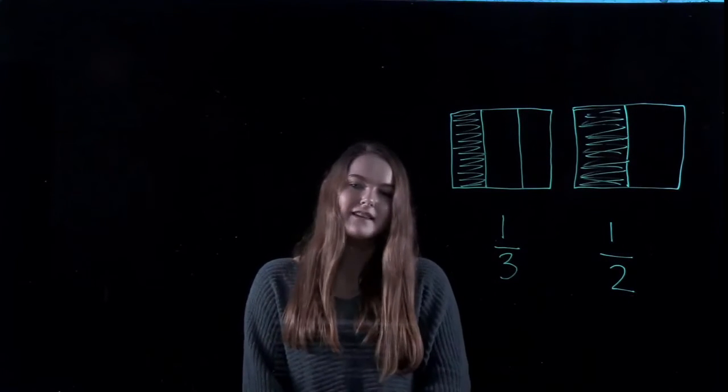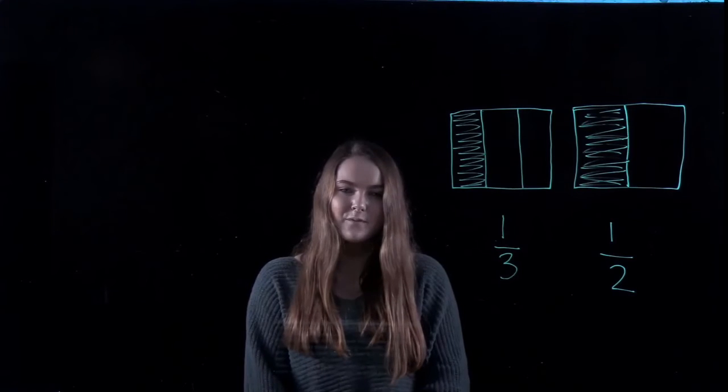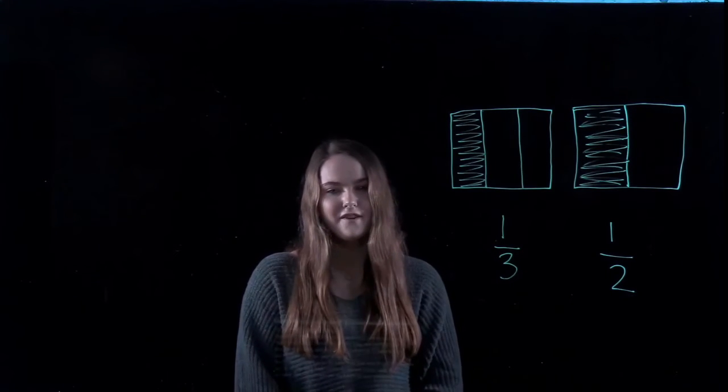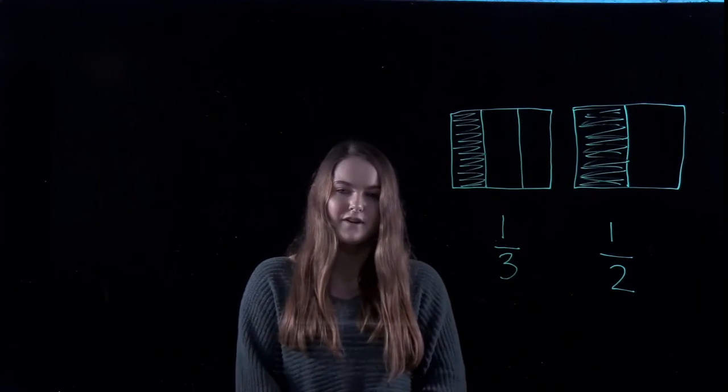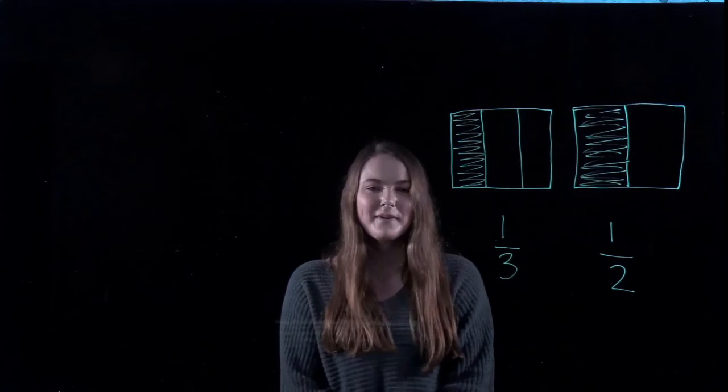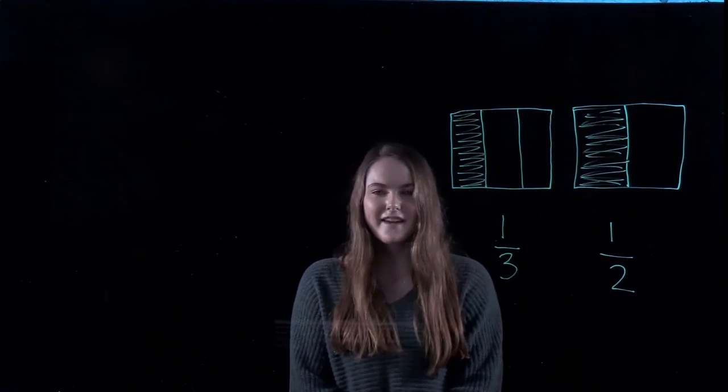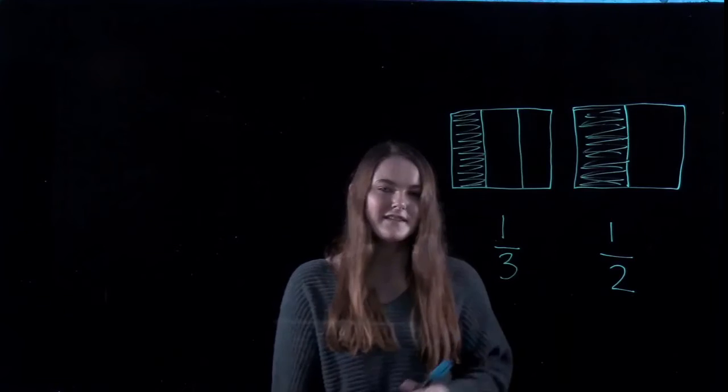Now that we can look at these two boxes side by side, we can see that 1/2 covers more of the box than 1/3 does. So we know that 1/2 is greater than 1/3. When we go back to our problem, we will draw the mouth of the alligator facing 1/2 because 1/3 is less than 1/2.